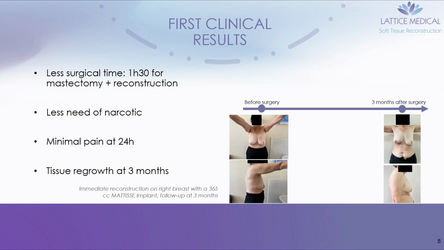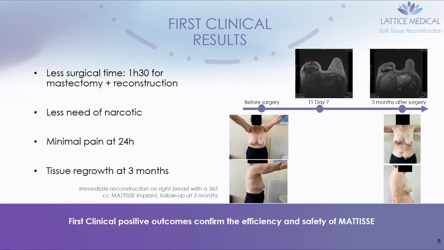In this case, the first patient, 63 years old, got a full mastectomy on the right breast, and thanks to Lattice, she got back a new breast in only 3 months. Like in the preclinical results, we used MRI to check the volume regeneration, and the volume regenerated doubled in only 3 months. So these are first positive outcomes, and maybe next year we can show you more consolidated results on several patients after 1 year of follow-up.